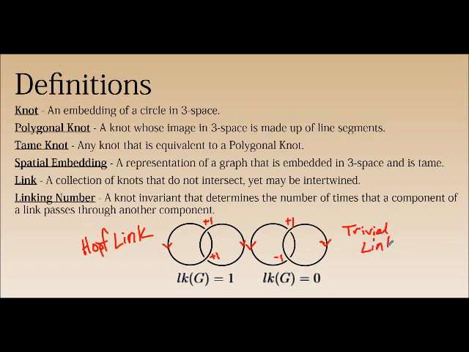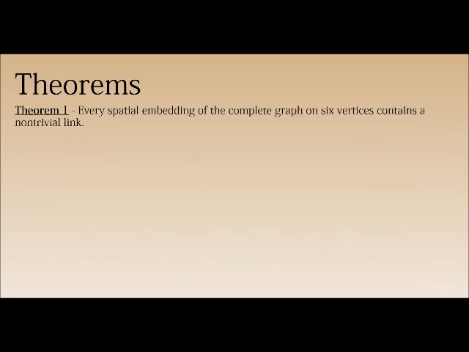And that just means that these two links could be pulled apart and separated. We'll be looking for those later as well. The first theorem that we're going to talk about today is that every spatial embedding of the complete graph on 6 vertices, that we know as K6, contains a non-trivial link. So we're looking for a link, as we saw on the previous page, that doesn't have a linking number of 0.